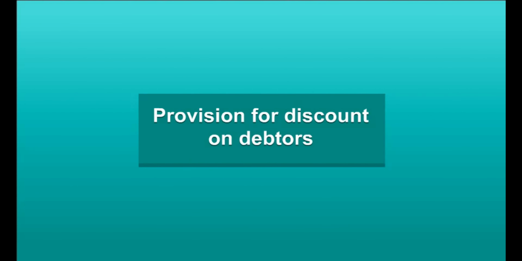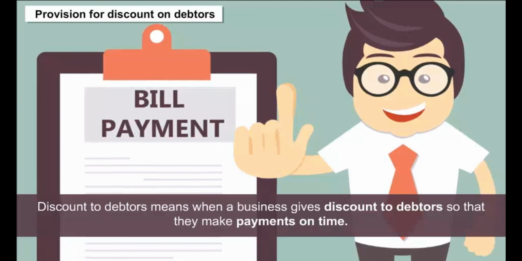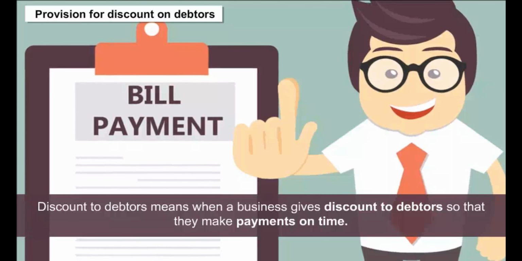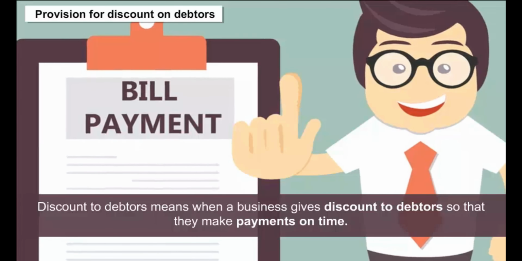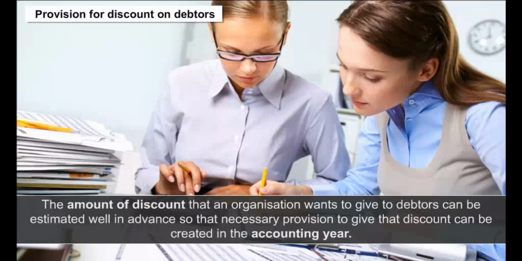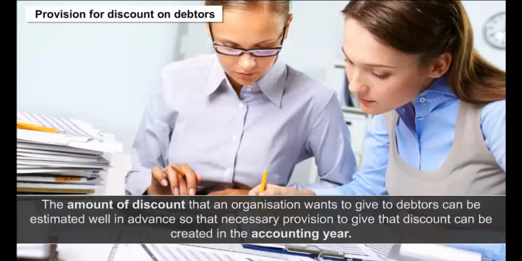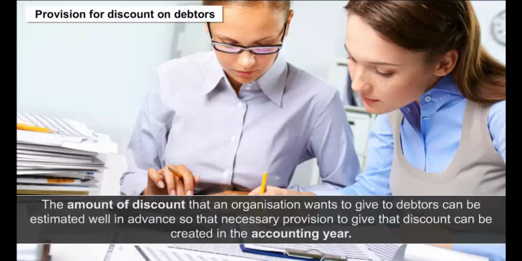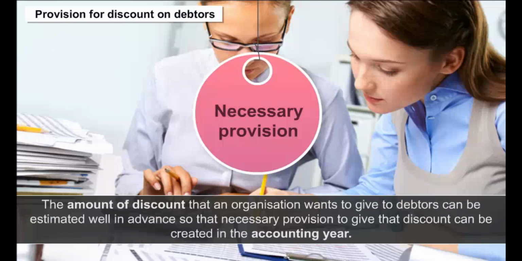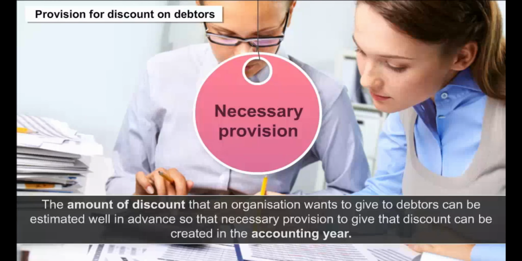Provision for discount on debtors. Discount to debtors means when a business gives discount to debtors so they make payments on time. The amount of discount that an organization wants to give to debtors can be estimated well in advance so that necessary provision to give that discount can be created in the accounting year.